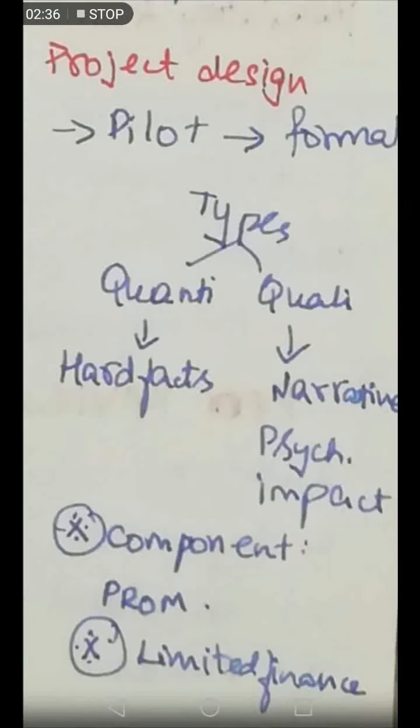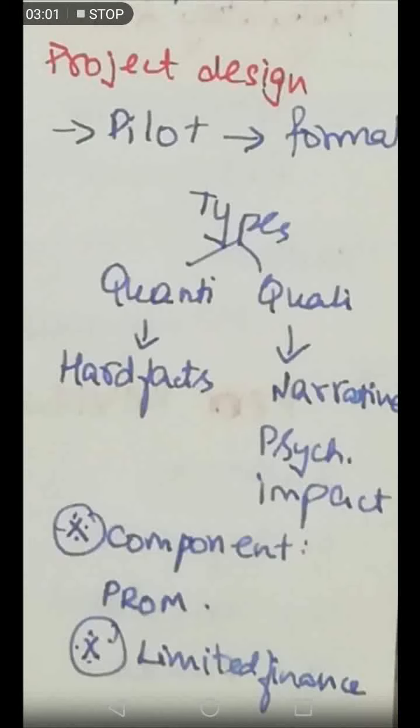And then moving on to various steps. The first step is project design. Project design includes both a pilot and a formal project. So how is this project going to go about? We have a trial project, which is a pilot project, followed by which a formal research can be done. The project design is of two types, quantitative and qualitative.